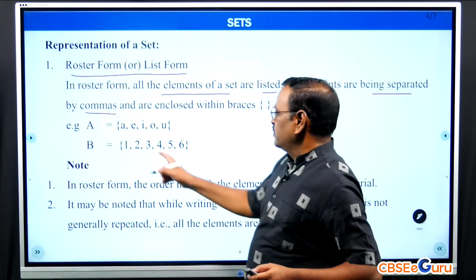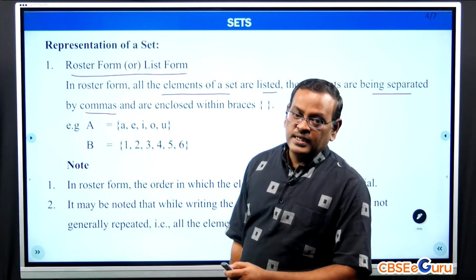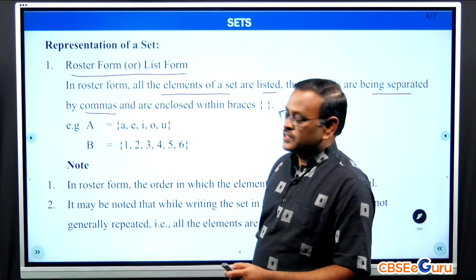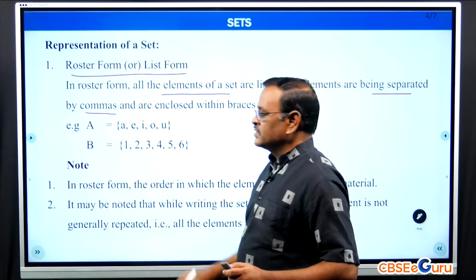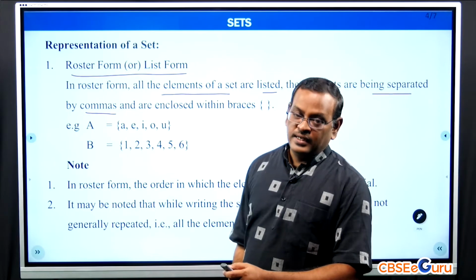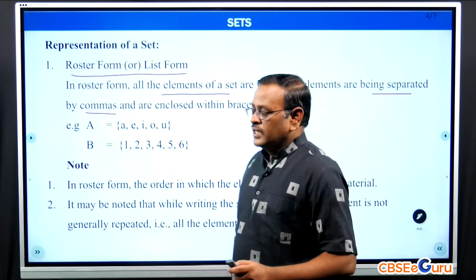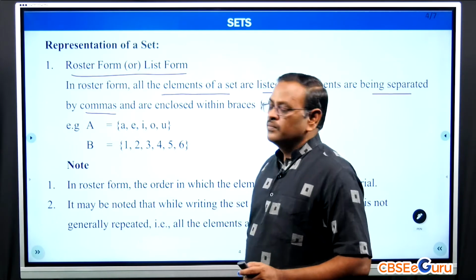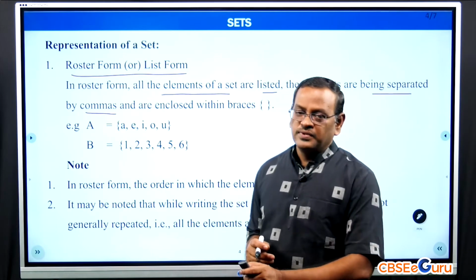Now A equal to {A, E, I, O, U}. This is the set of vowels in the English alphabet. And B equal to {1, 2, 3, 4, 5, 6}. Assume that it is the outcome when a die is thrown. So in roster form or list form, you have to list all the elements and enclose them within braces.